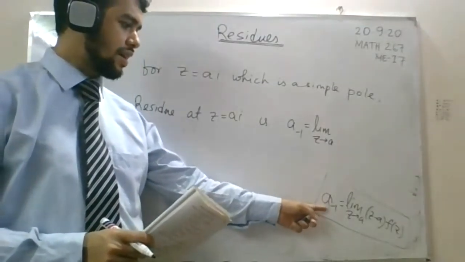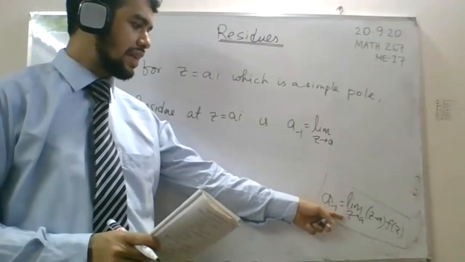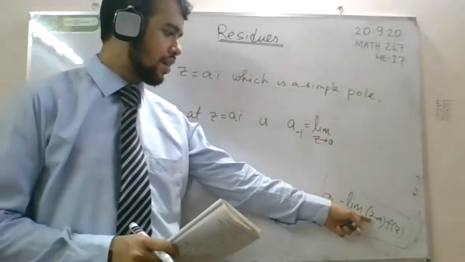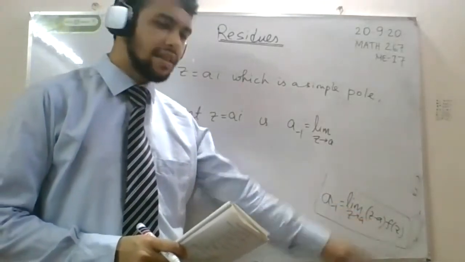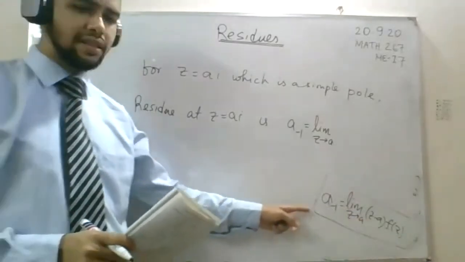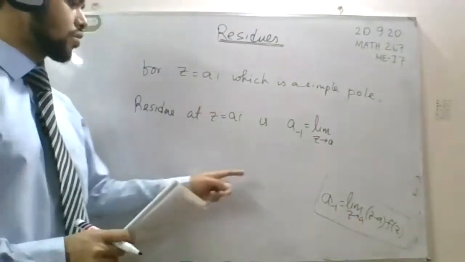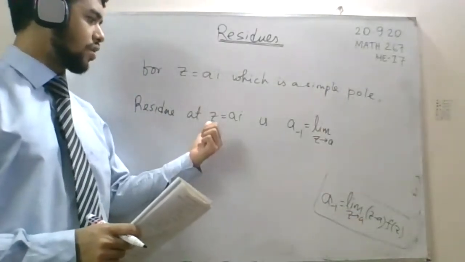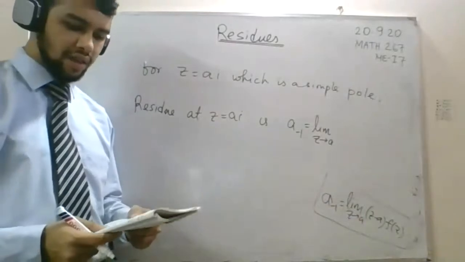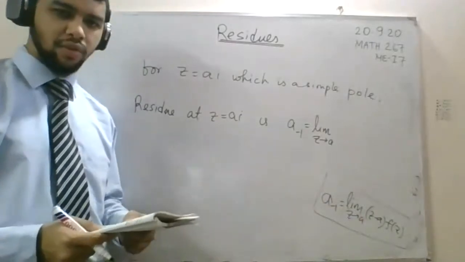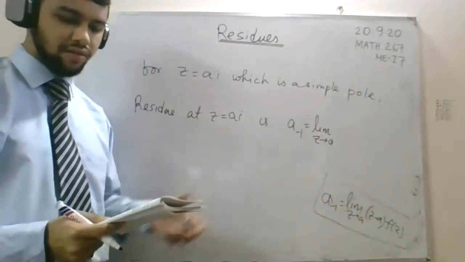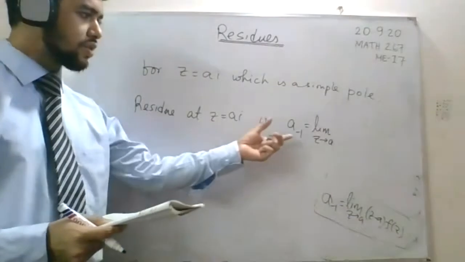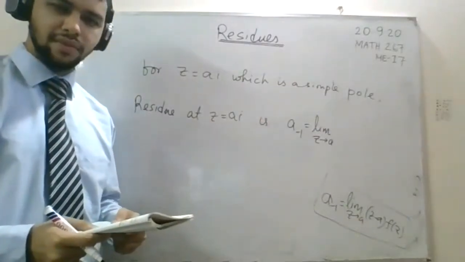Okay, so here a₋₁ equals the limit as z tends to a of (z minus a) into f(z), where z equals a is a simple pole. So here for z equals ai, you have to find the residue of the function at the simple pole. So in that case, what happens here?